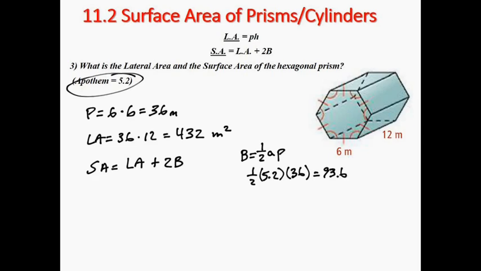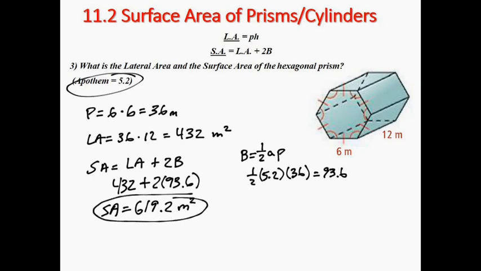So now we have everything we need. We've got a lateral area, 432, plus 2 times the base area, which is 93.6. When you double 93.6, you get 187.2. You add that to 432, and you get the surface area to equal 619.2 meters squared. And that's it.